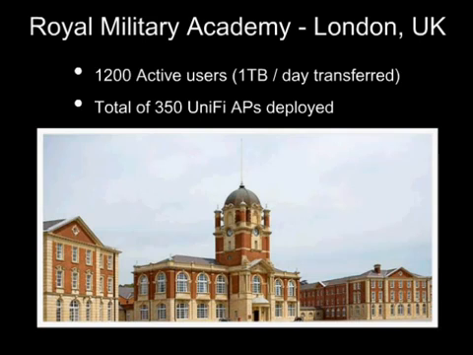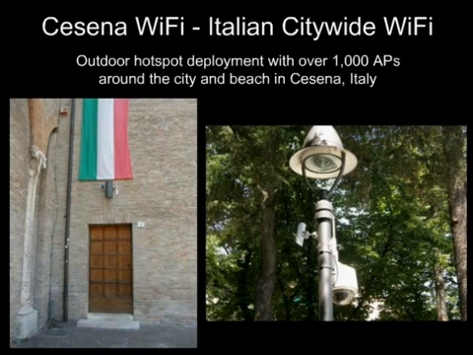And then finally, this is more of an outdoor example, but this is a small city in Italy, Cesena, and they've deployed over 1,000 access points to provide municipal Wi-Fi. So basically, they have outdoor hotspots across the entire city. This is on the coast, so they have a beach area. And if you visit Cesena, you're able to basically use Wi-Fi anywhere in any public area in the city through their municipal Wi-Fi deployment.